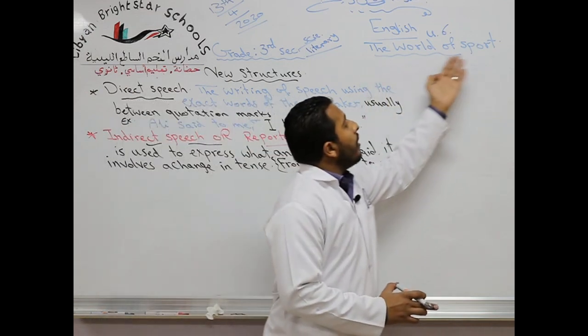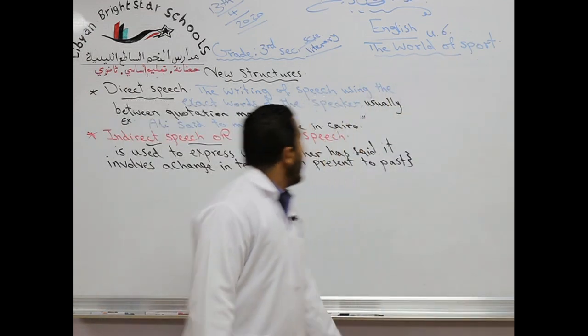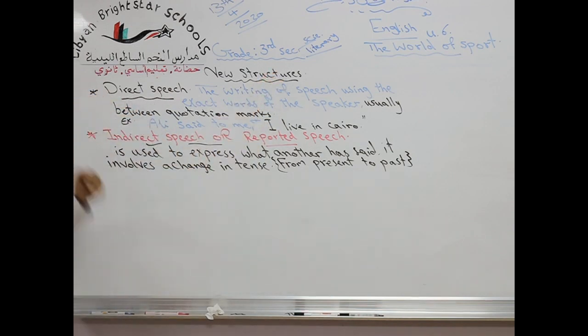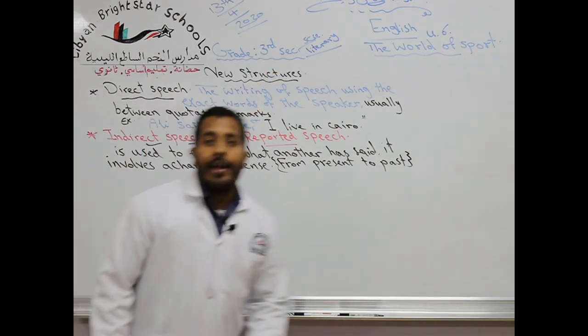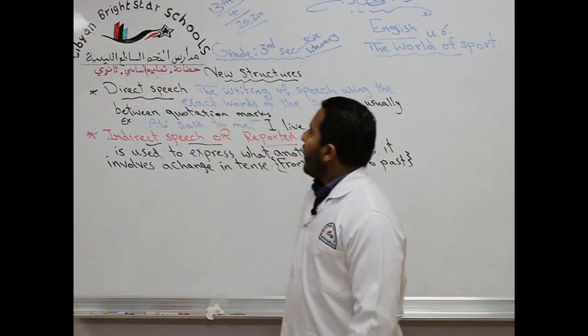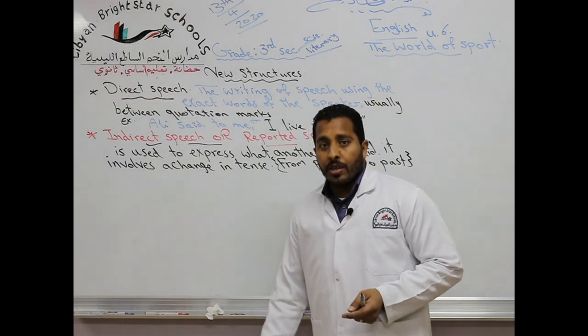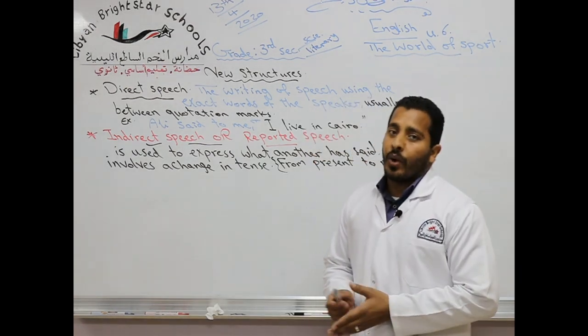Unit 6, the world of sport. Our structure today is about direct and indirect speech. At first, the meaning of direct and indirect speech. In Arabic, الكلام المباشر وغير المباشر.